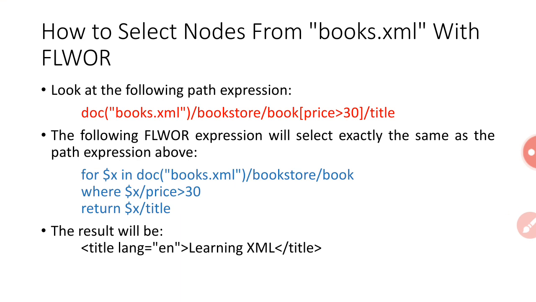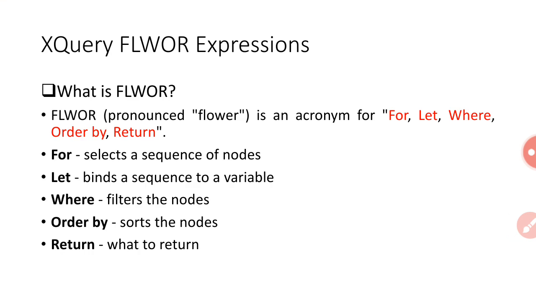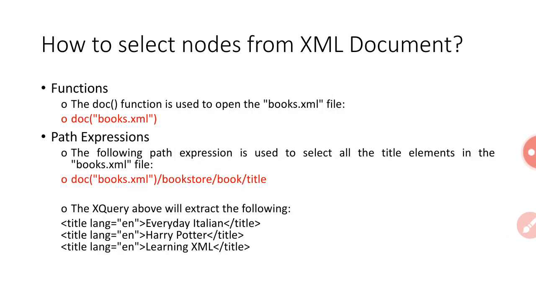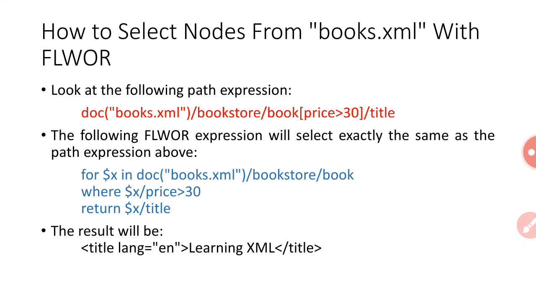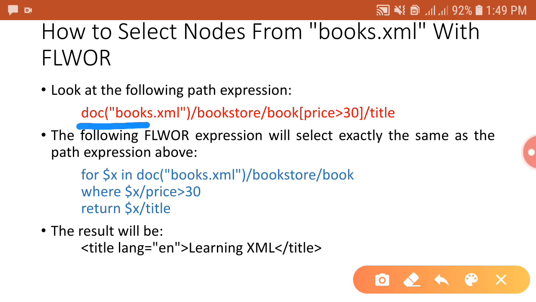Now how to select nodes from books.xml with FLWOR expressions. We have seen how to extract nodes from an XML document using functions, path expressions and predicates. Now we will see how to select nodes from books.xml with a FLWOR expression. Look at this path expression. This expression will select all title elements under book elements that are under bookstore elements.